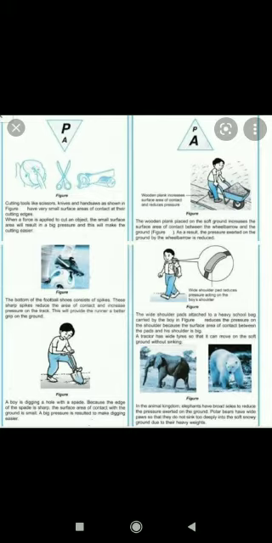Now because the edge of the spade is sharp, the surface area of contact with the ground is small, so big pressure results, making it possible to dig the ground. On the other hand, if you see here, a wooden plank increases the surface area of contact and reduces pressure.